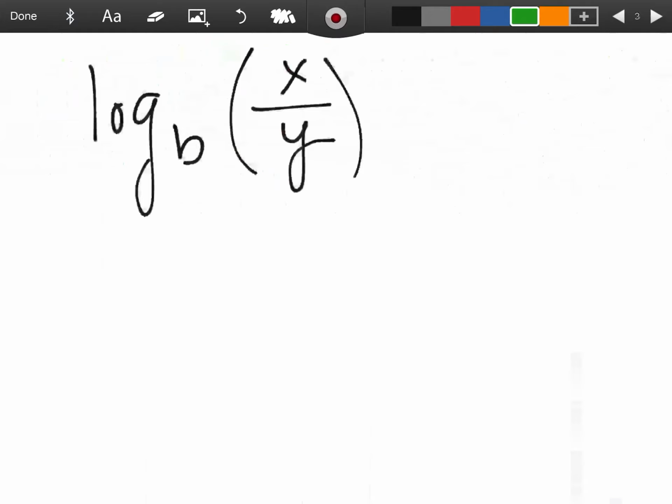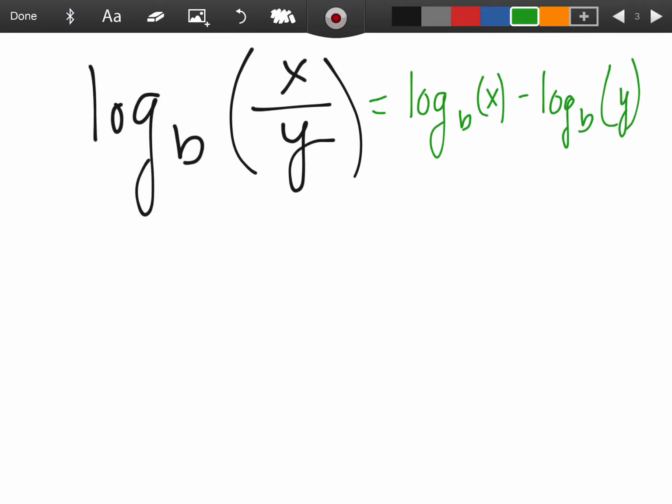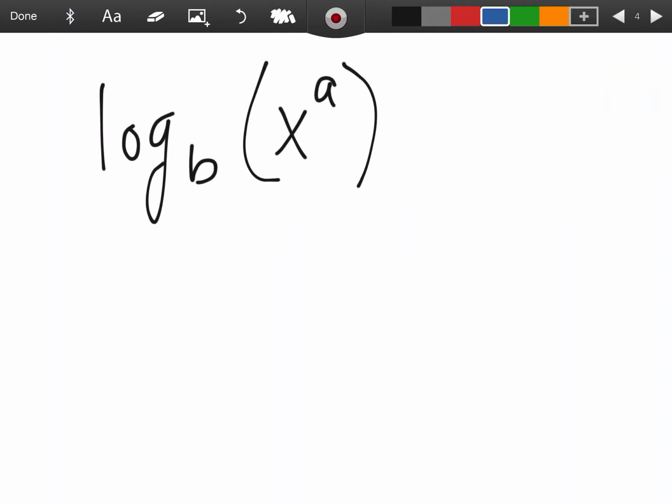The second property we're looking at now is, what if we had division here? We have log base b of x divided by y. Well, we can split this up by writing it as log base b of x minus log base b of y. So we're splitting it up, and this time it is subtraction. And of course, you can still go vice versa. If we're trying to simplify, and you have log base b of x minus log base b of y, you could put that together in the same log with a division sign.